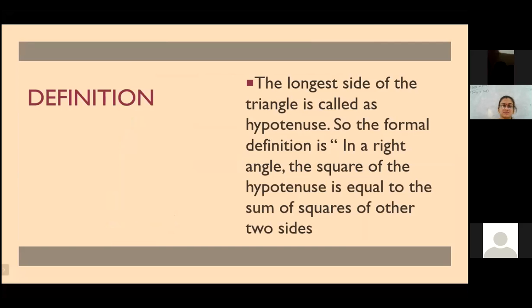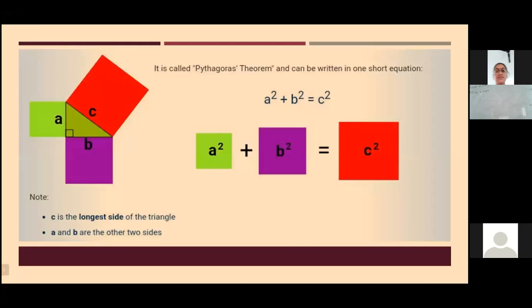Now let's see the definition of the theorem. The longest side of the triangle is called the hypotenuse, as we all know. So the formal definition is, in a right angle triangle, the square of the hypotenuse is equal to the sum of squares of the other two sides, that is a square plus b square is equal to c square.